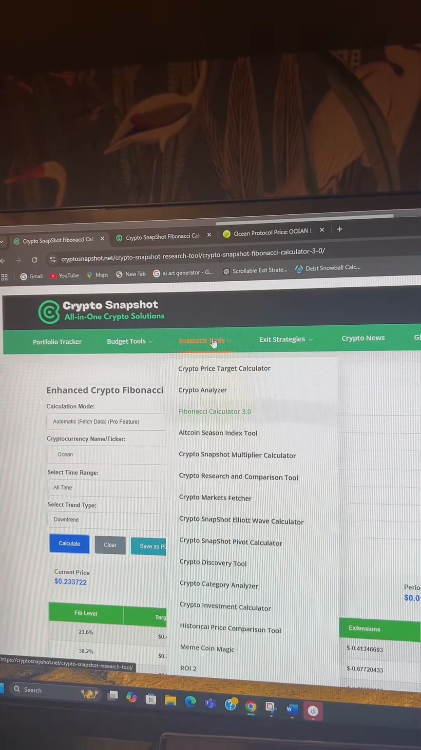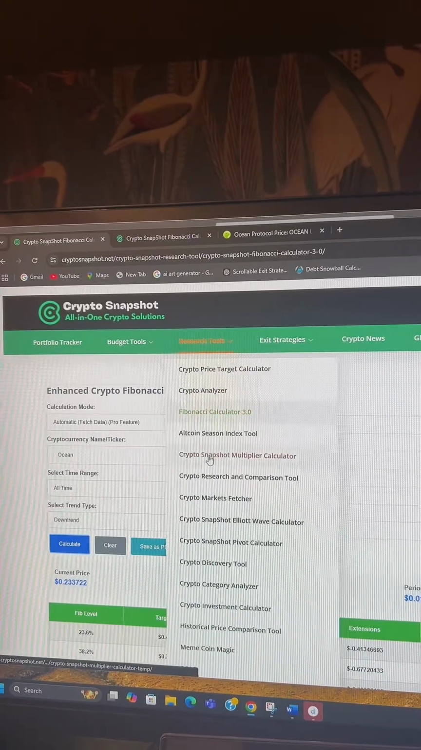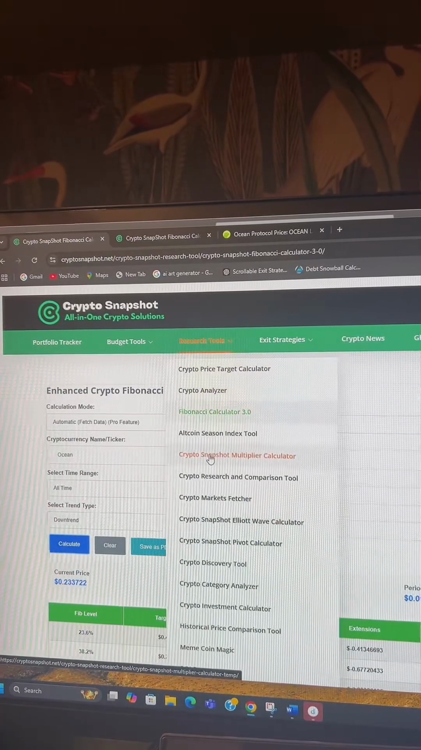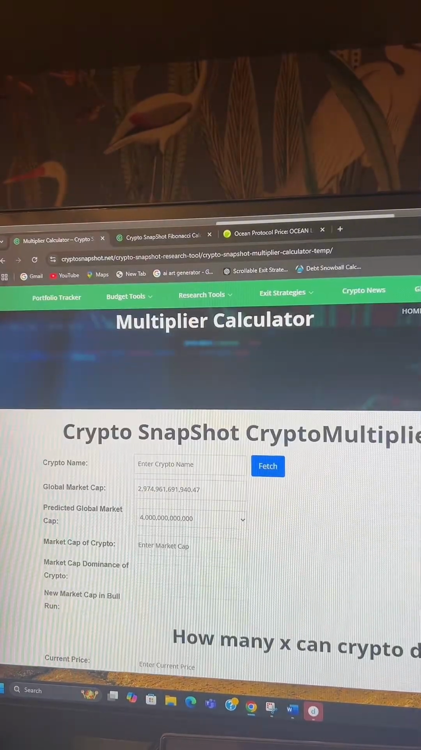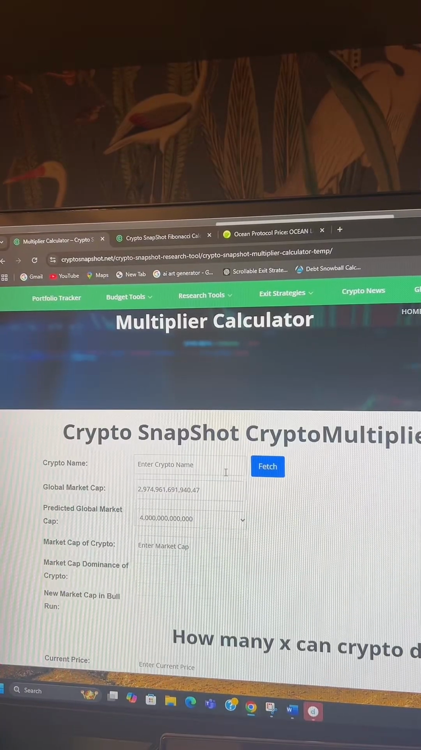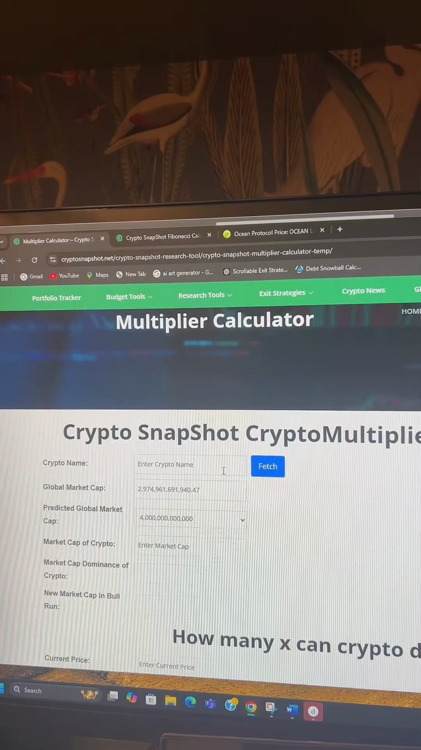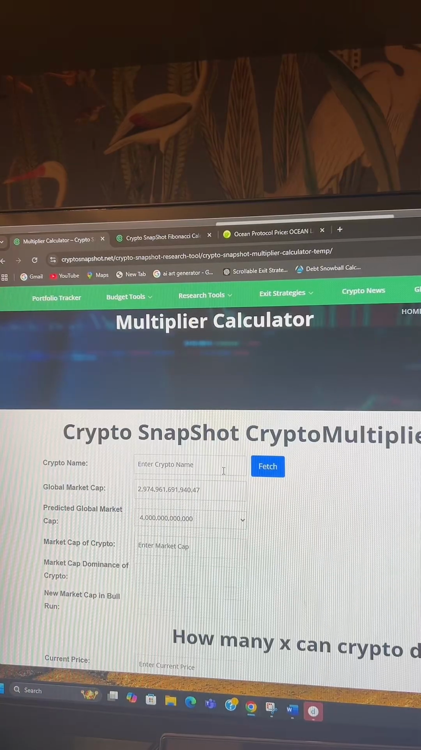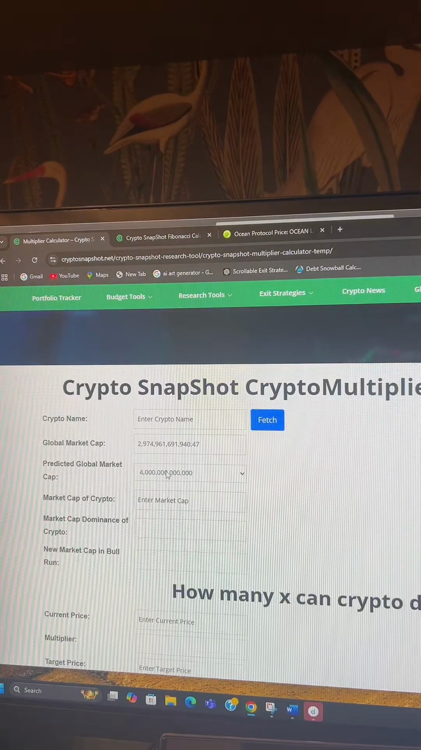Now we're opening a new tab. We're going to go back under research tools and we're going to come down to the Crypto Snapshot Multiplier Calculator. This tool is free for basic and pro members, and it lets you put in a crypto and compare the market cap to the global market cap. It will tell you the current market cap dominance, and then you can see based off of the future global market cap what the price of that crypto could reach.